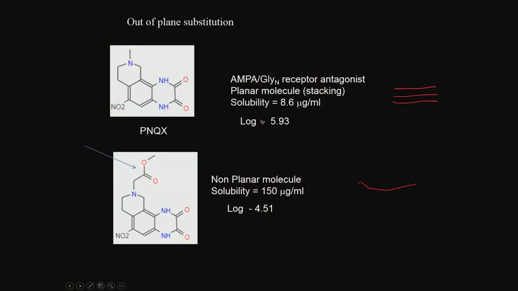Sometimes they add another material which prevents the crystallization of the parent compound, the drug, so that it becomes amorphous. There are many examples where, when we make the formulation of the drug, they add another compound which will prevent the crystallization and hence the formation of crystal structure. Okay. So again the log P, there is a difference in this, minus 5.93 to 4.51.